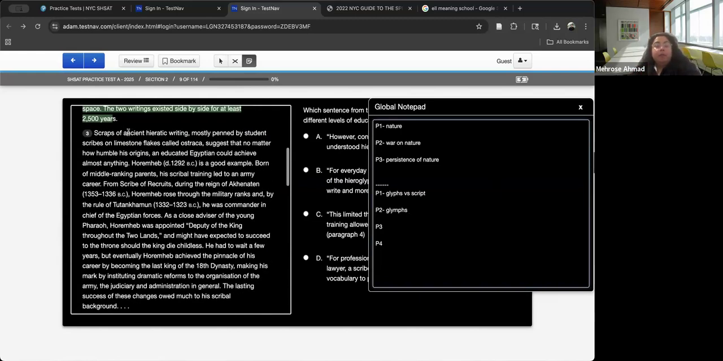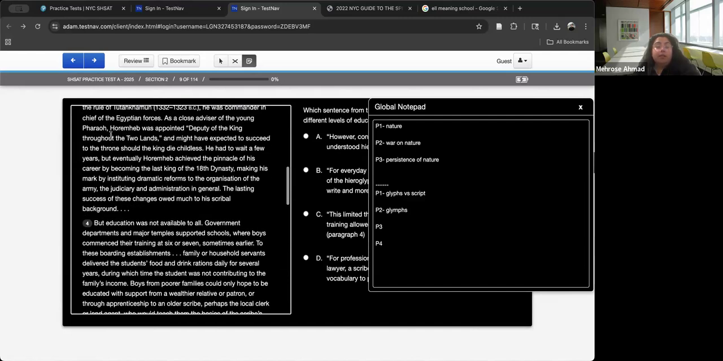Paragraph 3. Scripts of ancient hieratic writing, mostly penned by student scribes on limestone flakes called ostraca, suggest that no matter how humble his origins, an educated Egyptian could achieve almost anything. Horemheb is a good example. Born of middle-ranking parents, his scribal training led to an army career. From scribe recruit during the reign of Akhenaten, Horemheb rose through the military ranks. By the rule of Tutankhamun, he was commander-in-chief of Egyptian forces.